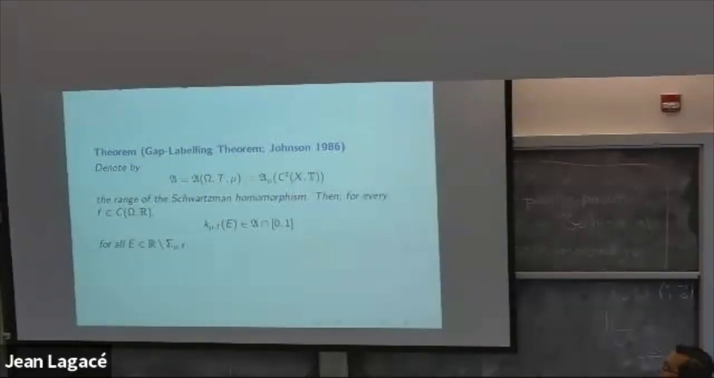We have to compute A. A is the range of the Schwartzman homomorphism. It's the Schwartzman group. So we want to choose some omega, T, mu and compute A. That's what we want to do. And the simplest case, of course, is the periodic case. So we'll start with that. And so for that, what do we have to do?